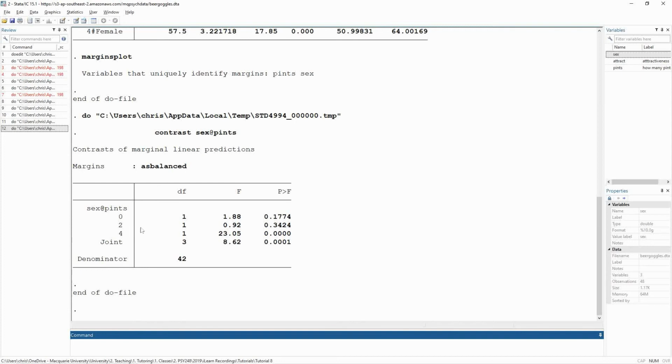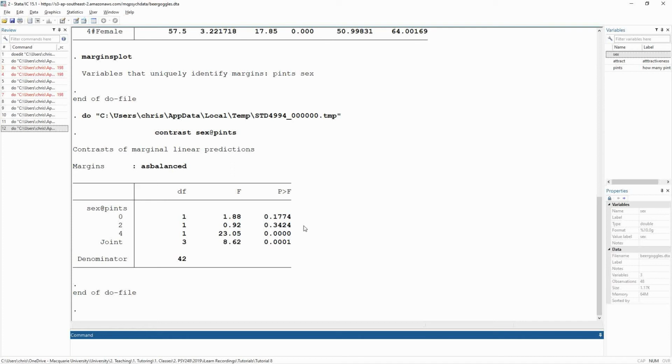Again, for 2 pints, my F is less than 1, and my P is non-significant. So there's no difference between the genders at 2 pints. And then at 4 pints, I can see my F is 23, and it's highly significant.